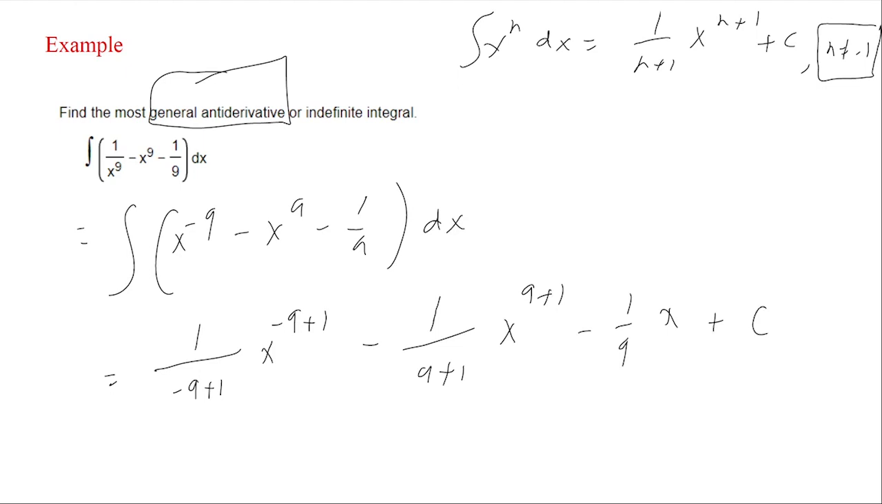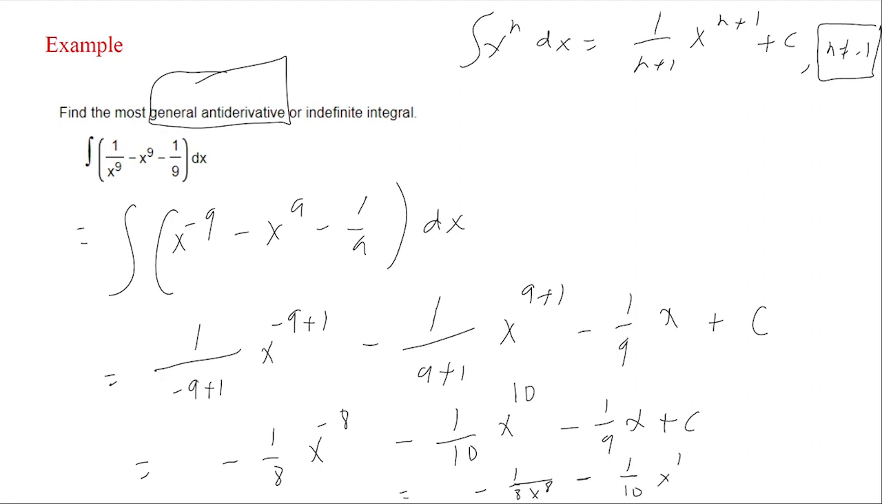That c represents the indefinite integral. That's the general antiderivative. So here it would be negative 1 over 8 x to the power negative 8. Here that would be 1 over 10 x to the power 10. Here it would be 1 over 9x plus constant. I can bring this x to the power negative 8 to the denominator, so that I can write it as a positive. So it would be 1 over 8 x to the power 8 minus 1 over 10 x to the power 10 minus 1 over 9 x plus constant. So that's our final answer.